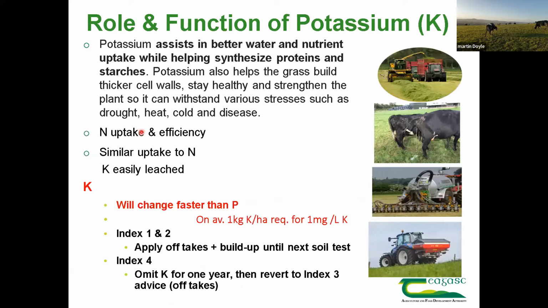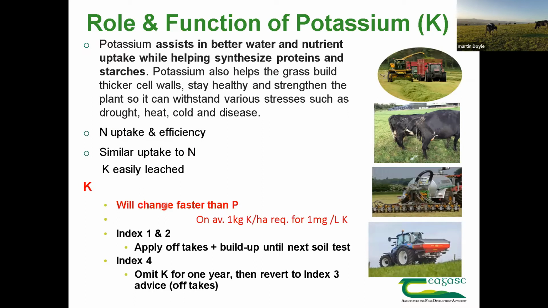The last one is potassium. Potassium is required because it's used in protein synthesis, and it works hand in hand with nitrogen. So if our potassium is low, we're not going to get the efficiency from nitrogen. So we can't do without potassium.